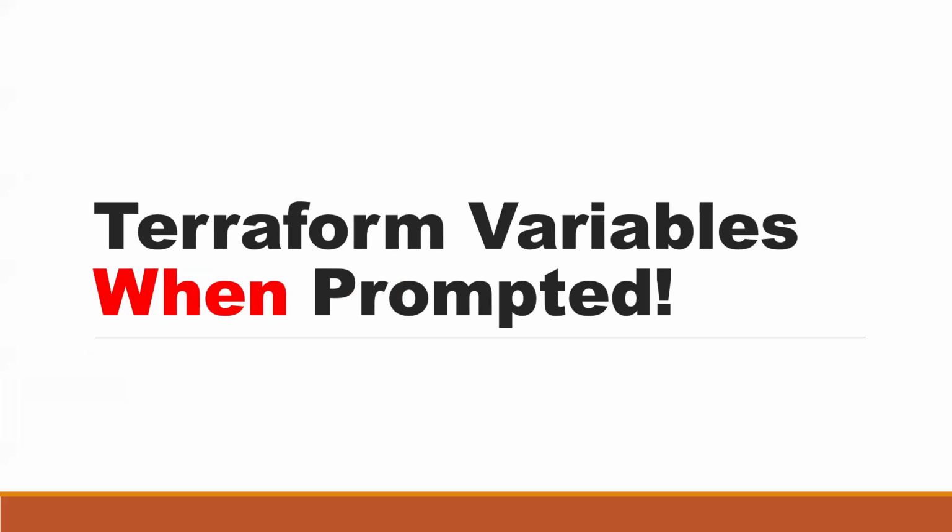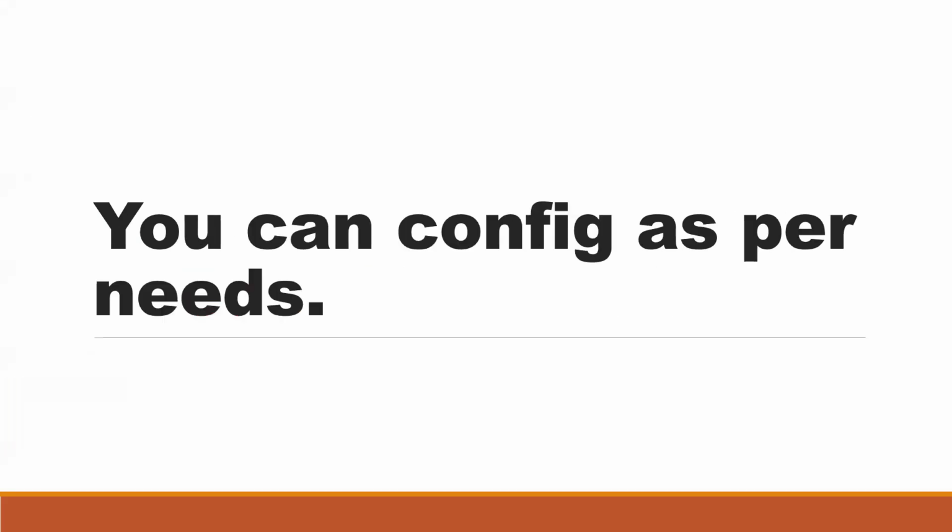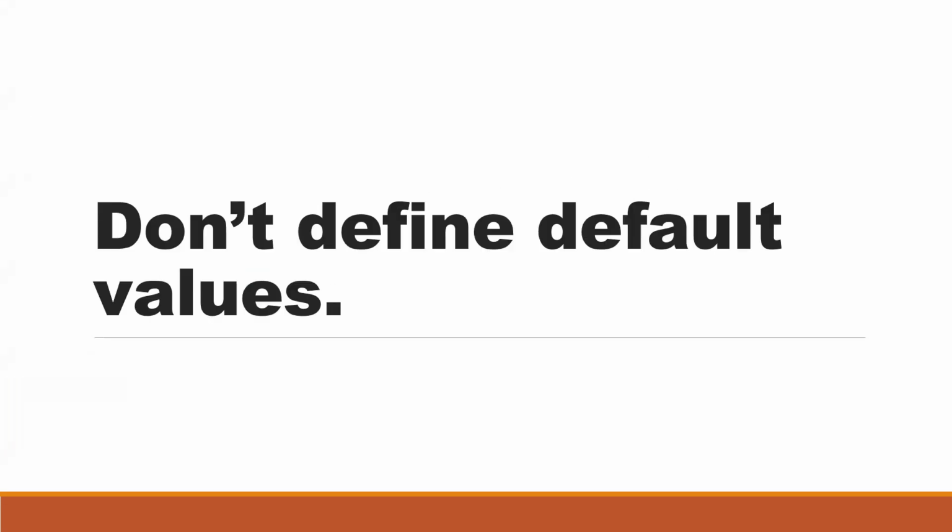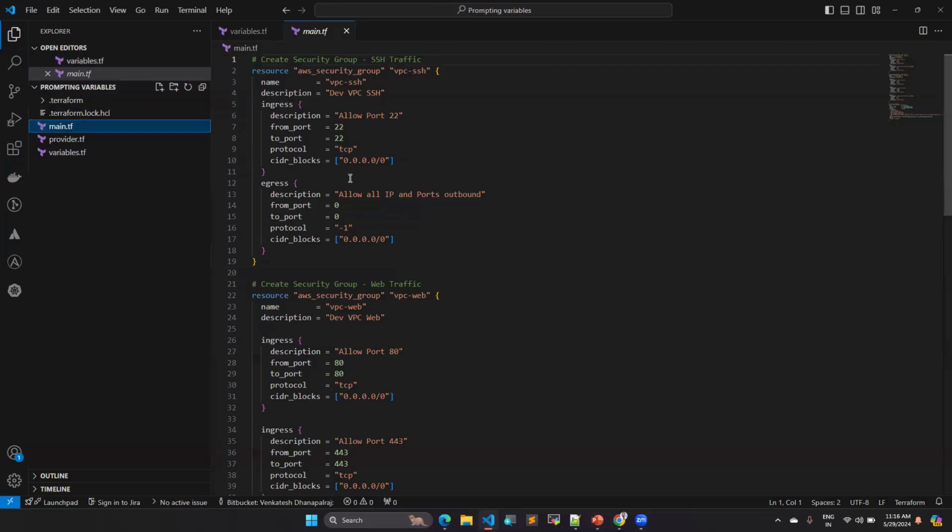Let's move into today's topic. How to configure this one? You can configure it as per your needs whenever you need some variable changes. So for that only it will be useful. How to do this? You should not define the default value within the variable block. That is the thing you are going to do here. Let's see the demo with this script.